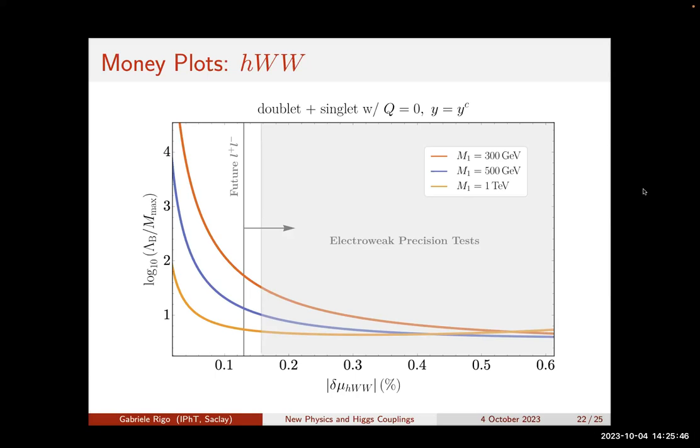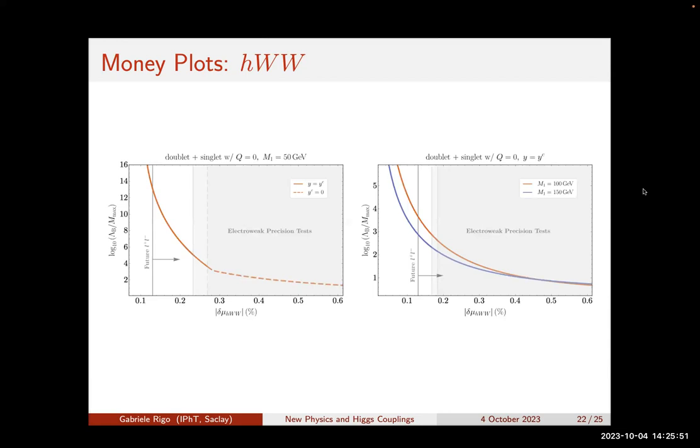So the second thing that you can do, or let's say the opposite regime that you can choose, is instead of taking these fermions to be a few hundred GeV, you can try to take them as light as possible while still being consistent with the experimental bounds. So in this case, on the left, the lightest new state is a 50 GeV neutral state. And then on the right, there are two states at 100 and 150 GeV. So those are still allowed from collider constraints.